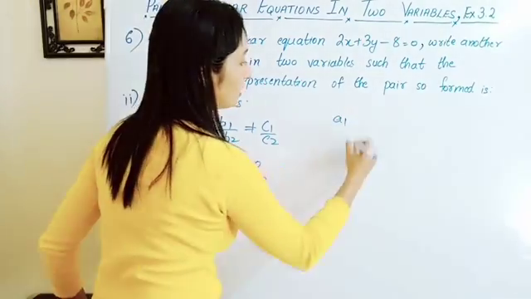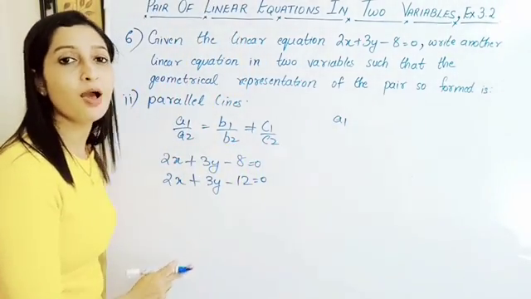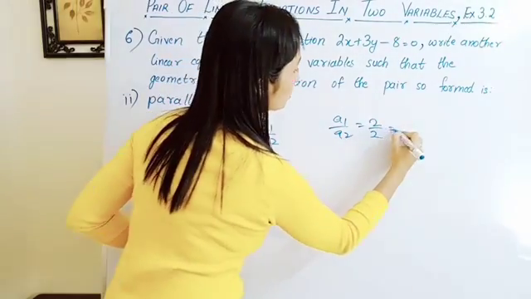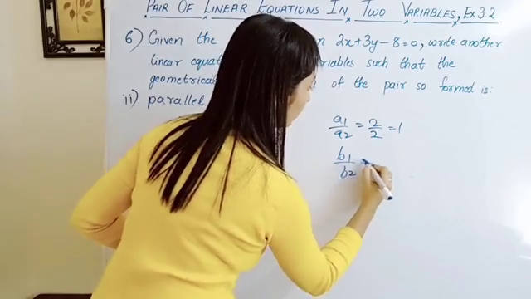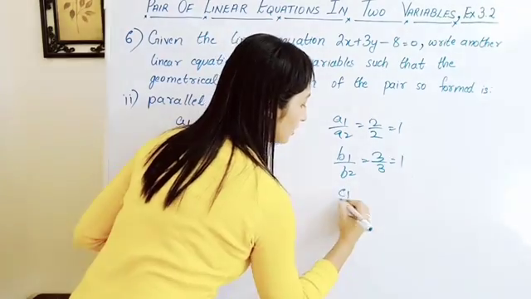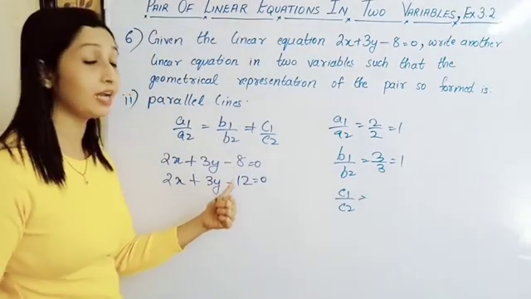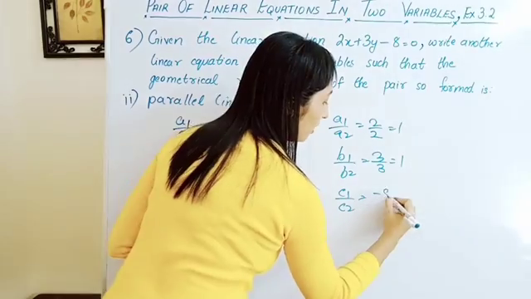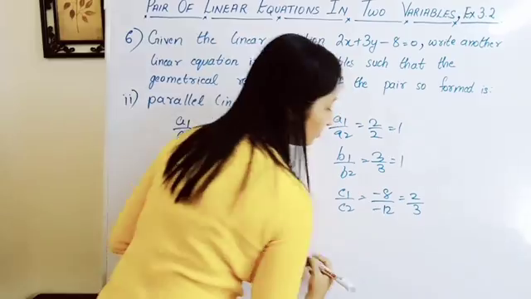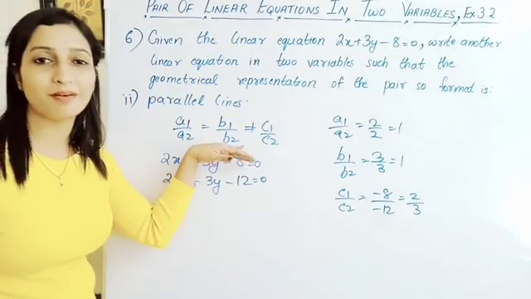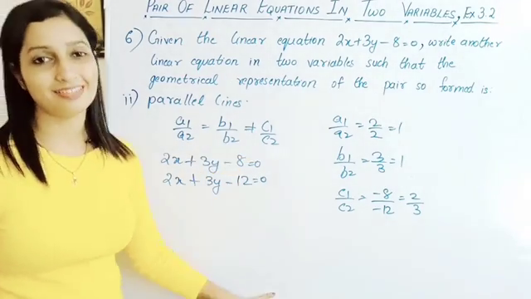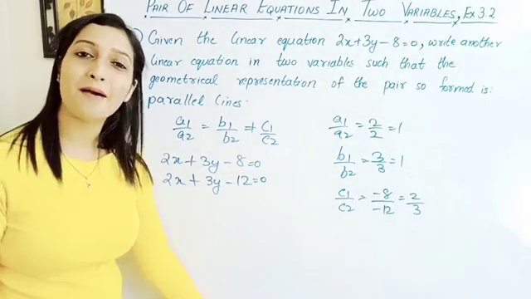Now let's check whether our equation satisfies the condition for parallel lines. So a1 by a2 is 2 by 2, which is equal to 1. b1 by b2 is 3 by 3, which is again equal to 1, and c1 by c2 is minus 8 by minus 12, which is 2 by 3. So this satisfies our condition a1 by a2 is equal to b1 by b2 is not equal to c1 by c2. Hence this is our answer. Now let's move on to our next question, which is part 3.